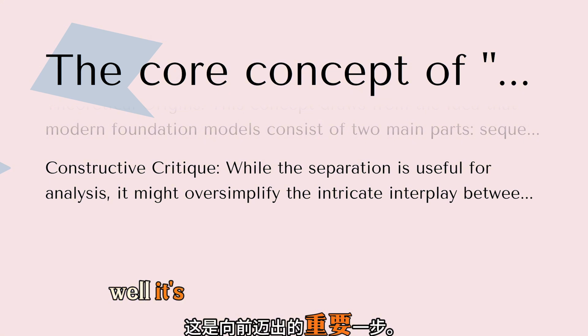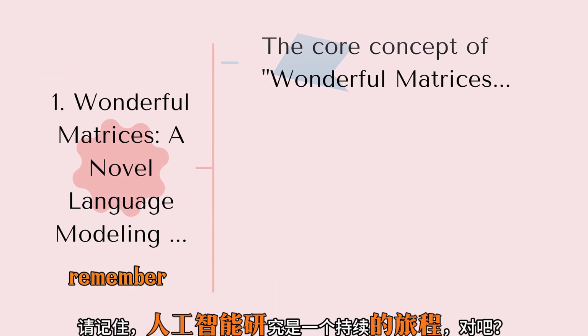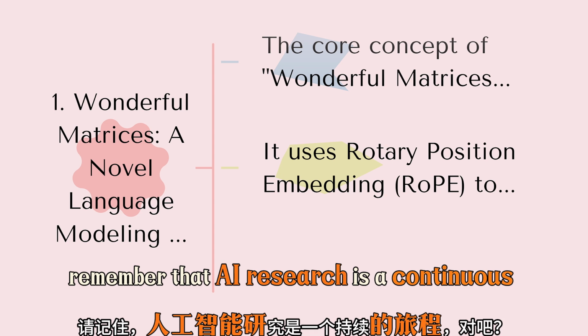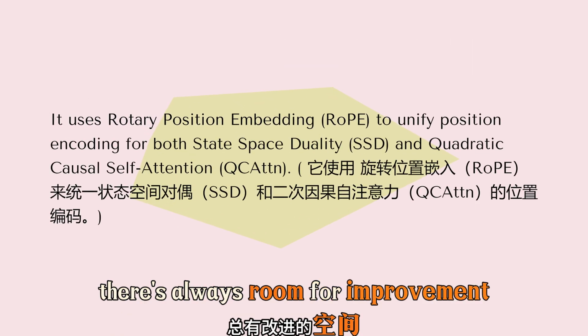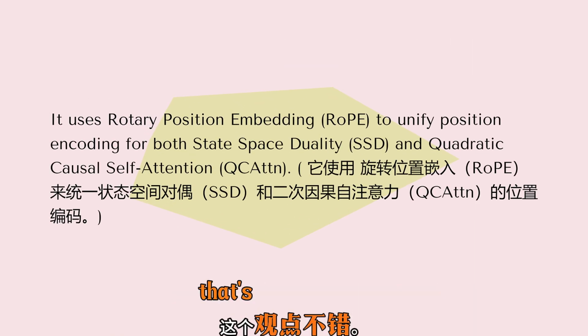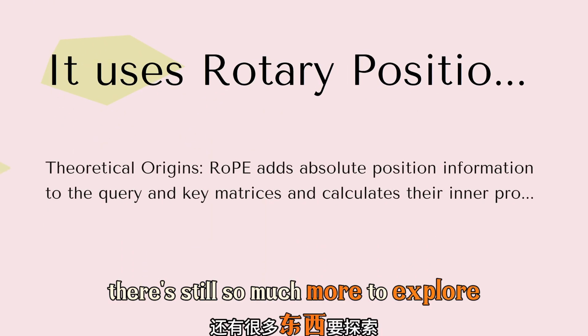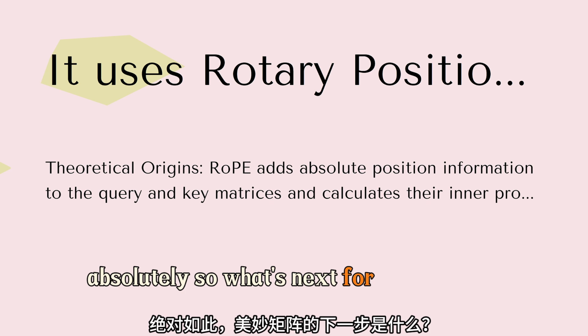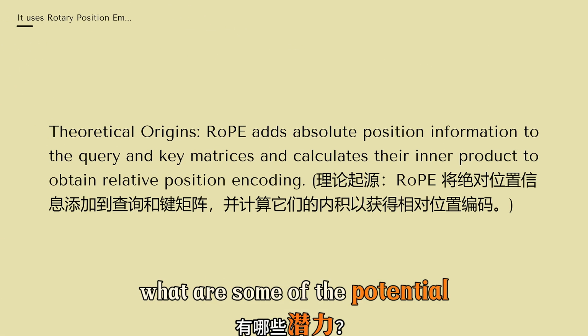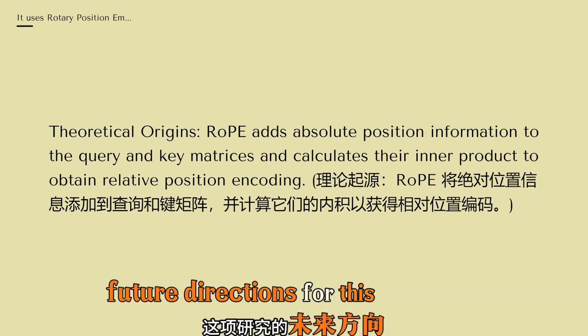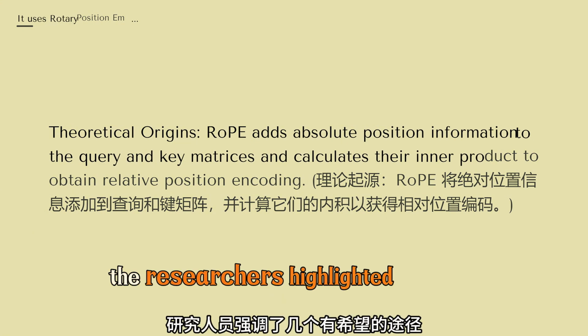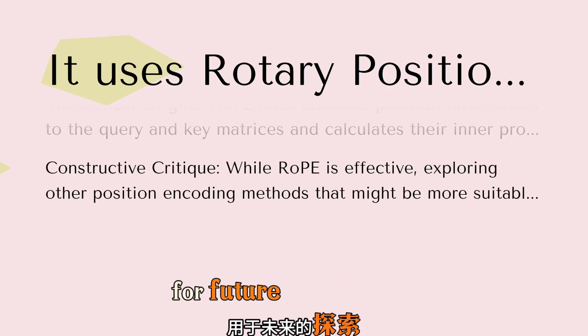While it's a significant step forward, remember that AI research is a continuous journey. Right. There's always room for improvement and further innovation. That's a good point. Even with these breakthroughs, there's still so much more to explore. Absolutely. So what's next for wonderful matrices? What are some of the potential future directions for this research? Well, the researchers highlighted several promising avenues for future exploration.